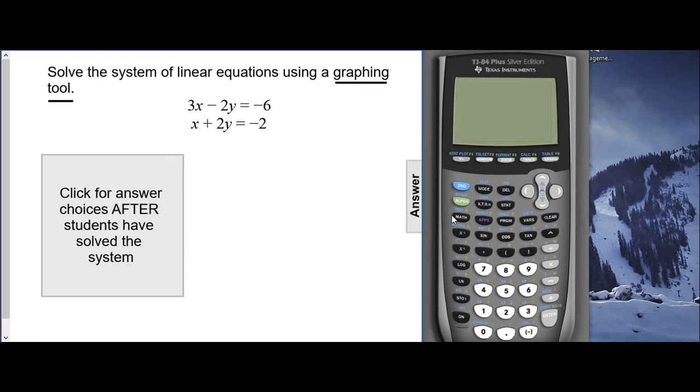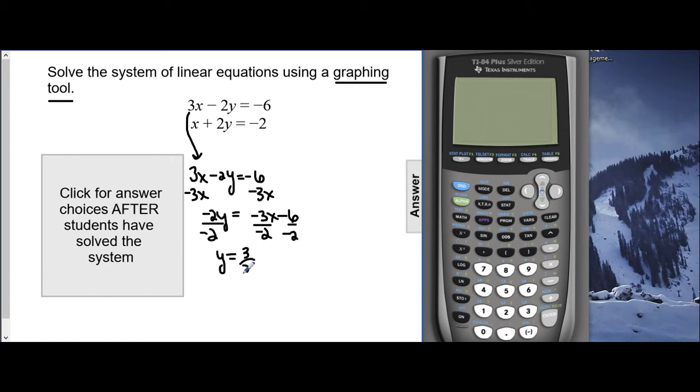Now, one of the drawbacks of a graphing calculator is both of your equations have to be in slope-intercept form. They have to have y equals, the y by itself. So in this system, both aren't. So I'm going to rewrite the first one, 3x minus 2y equals negative 6. I'm going to subtract 3x from both sides. So negative 2y equals negative 3x minus 6. And I'll divide both by negative 2, so that y equals 3/2 x plus 3.